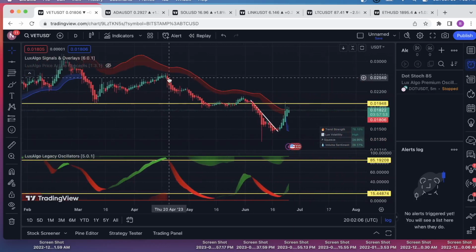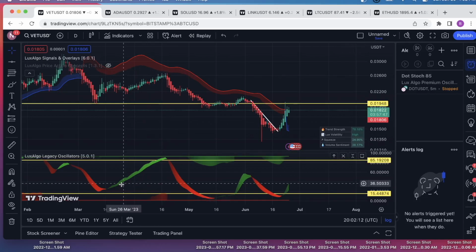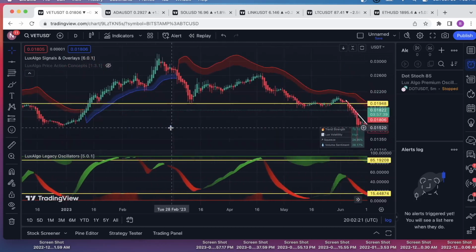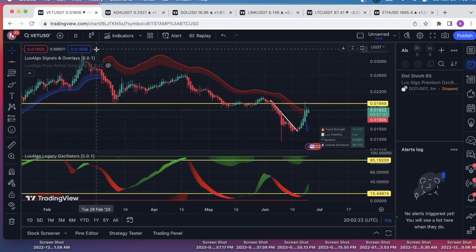So here, for example, when we came up to this red smart trail area, it coincided with the time that we were overbought on the momentum oscillator, and this flipped red.